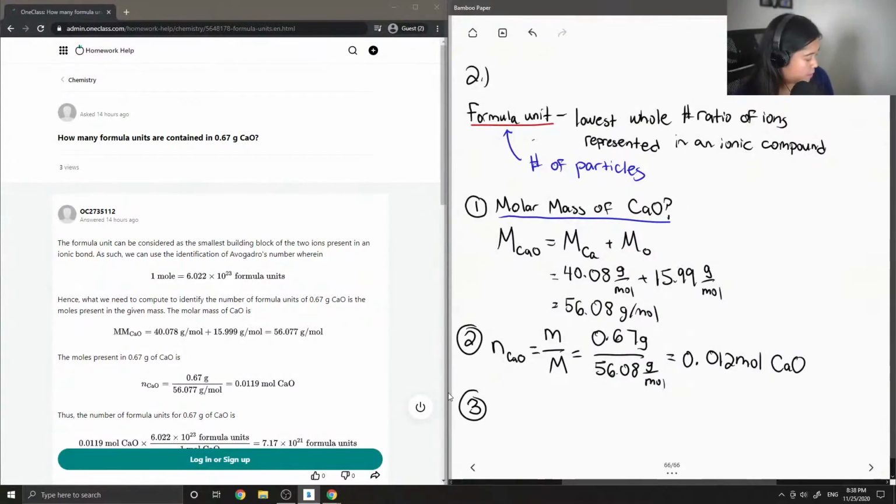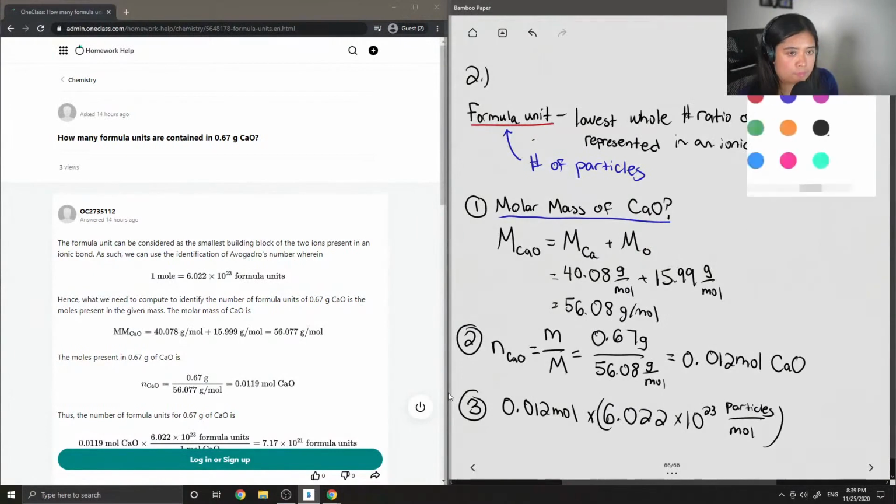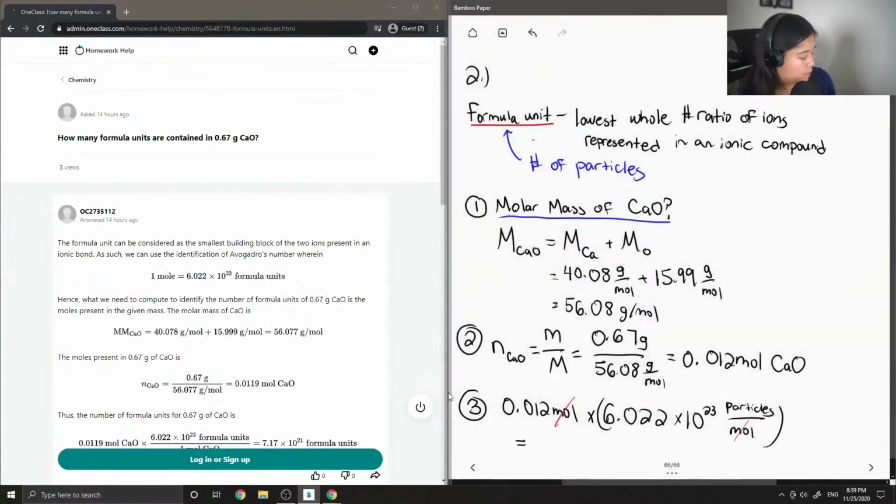So the last step is to then find the number of particles, or in this case, the formula units of calcium oxide. To do this, we would need to multiply by Avogadro's number. So Avogadro's number is 6.022 times 10 to the 23. And I'm just going to put particles per mole. Okay, so multiplying by Avogadro's number gets rid of the moles and leaves us with the number of particles, or formula units, which is 7.17 times 10 to the 21 formula units. Just to make it the same format as the question.